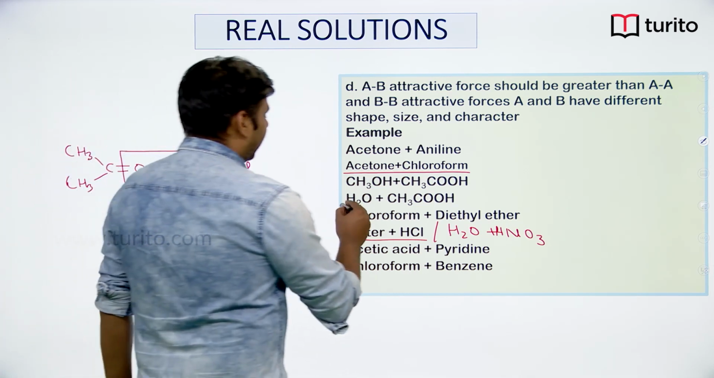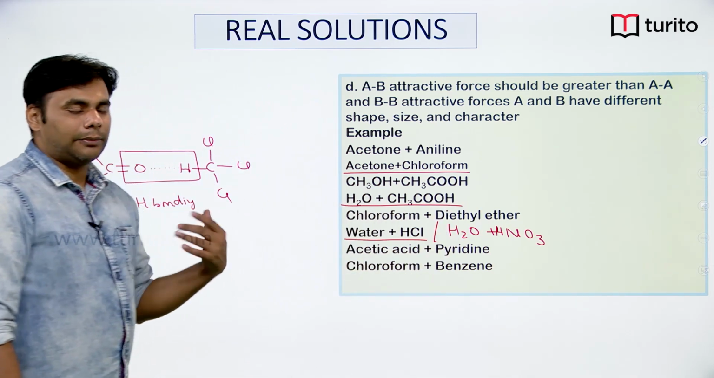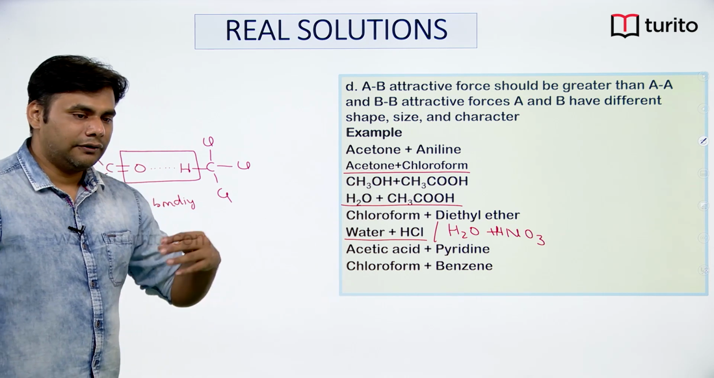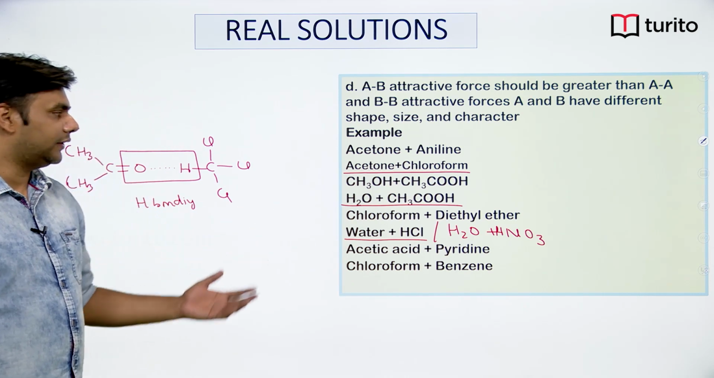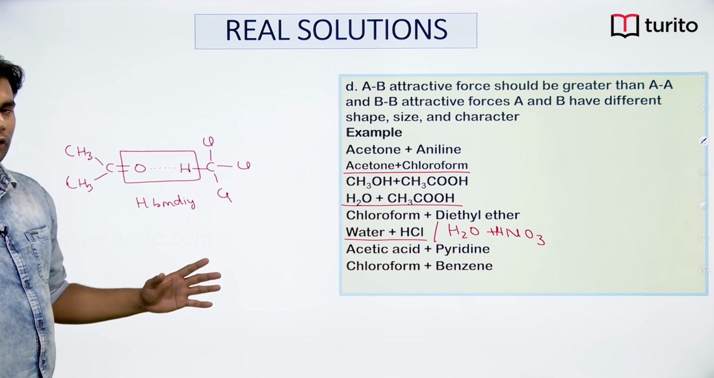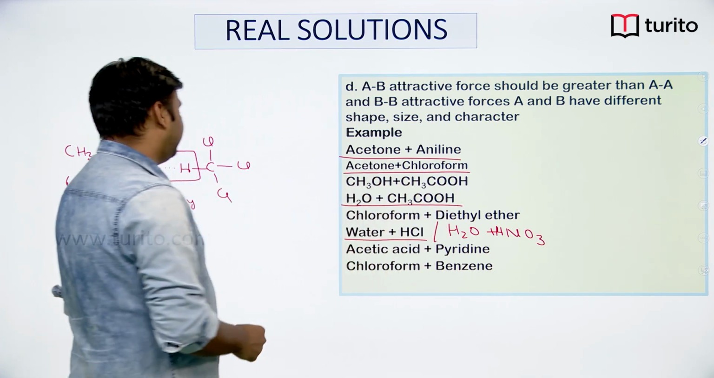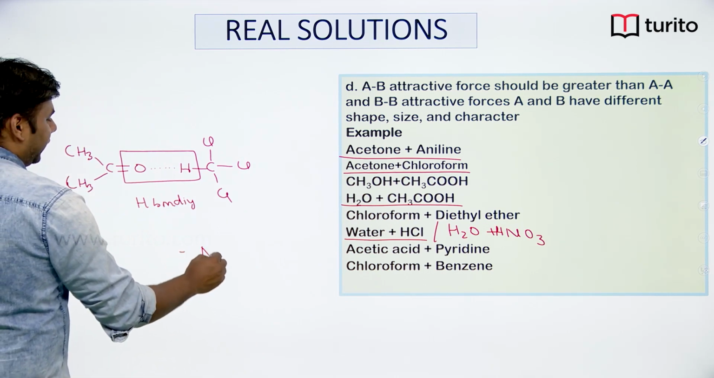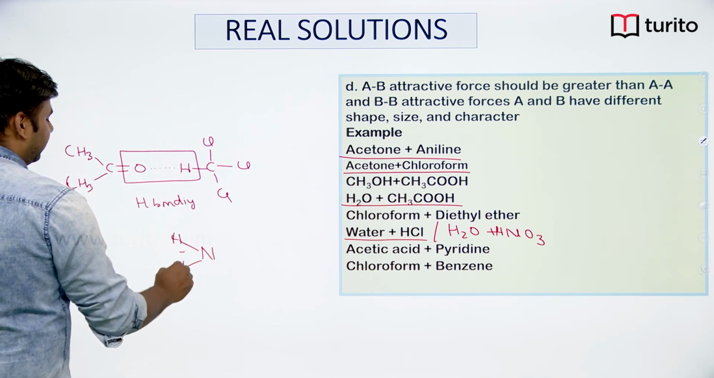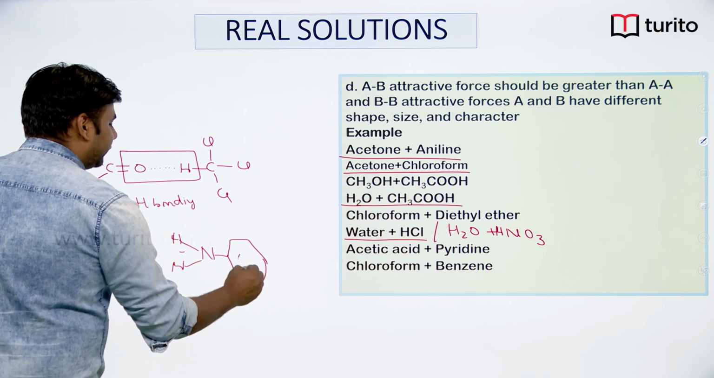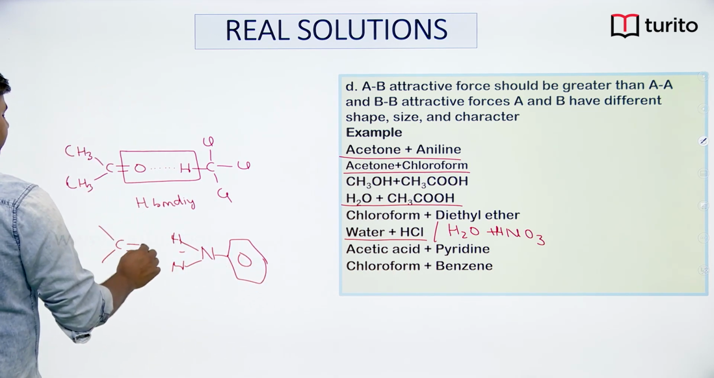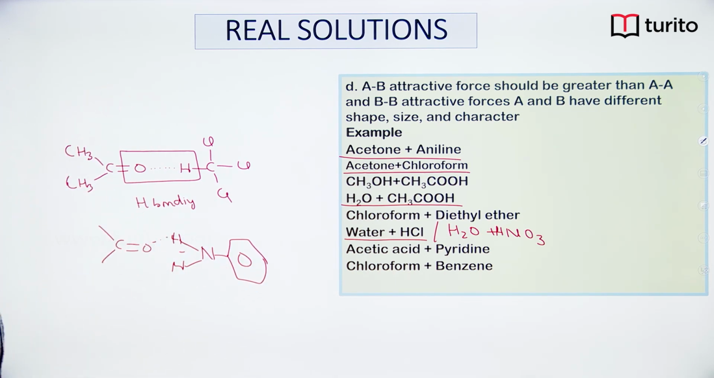So water and acetic acid. Examples would be mixing water and acid: water and HNO3, water and HCl, water and acetic acid. Acetone and chloroform. This is acetone, this is chloroform. Acetone and aniline, the same kind of interaction. Aniline is basically NH2 with a benzene ring, and acetone is something like this. So you can understand that they can form hydrogen bonding.